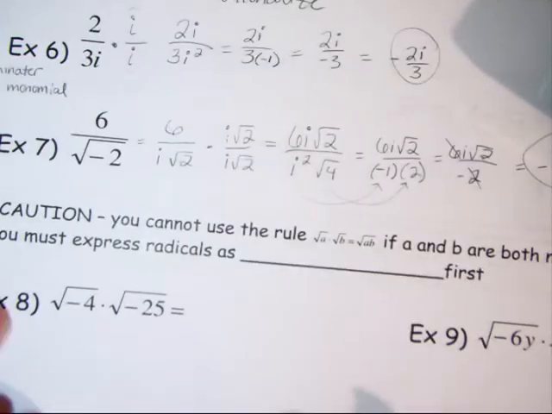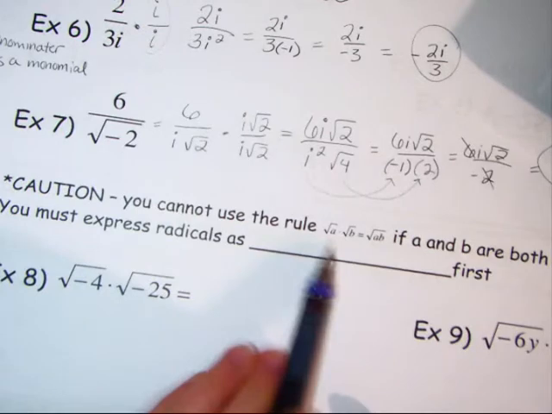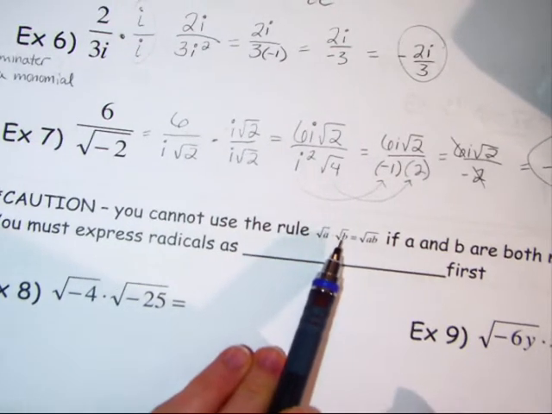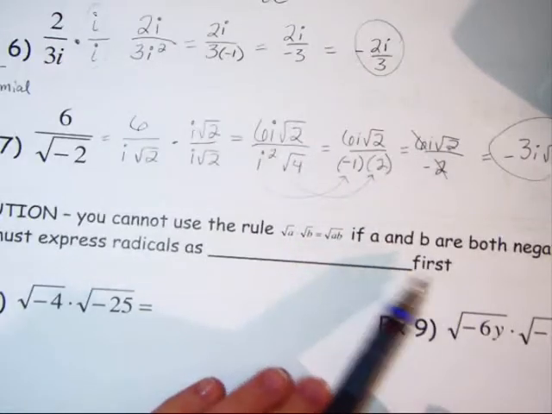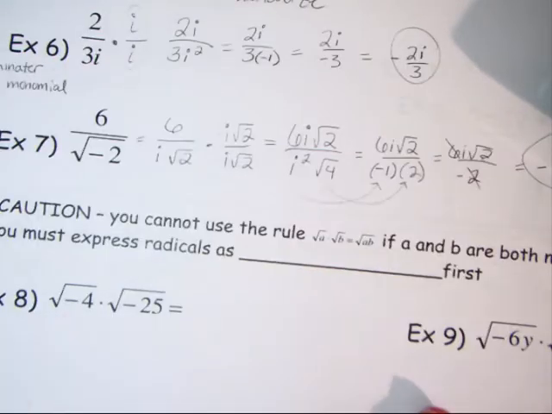Let's take a look. Caution, you cannot use the rule if you have a square root of something times the square root of something else and just multiply those things together if a and b are both negative. You must express these radicals as imaginary first.